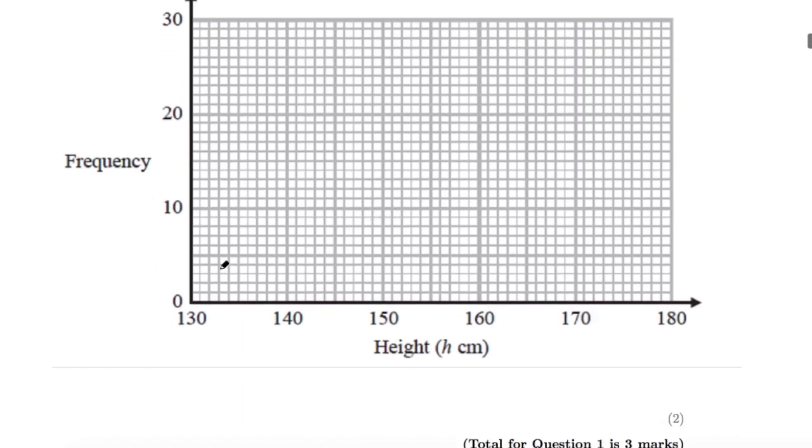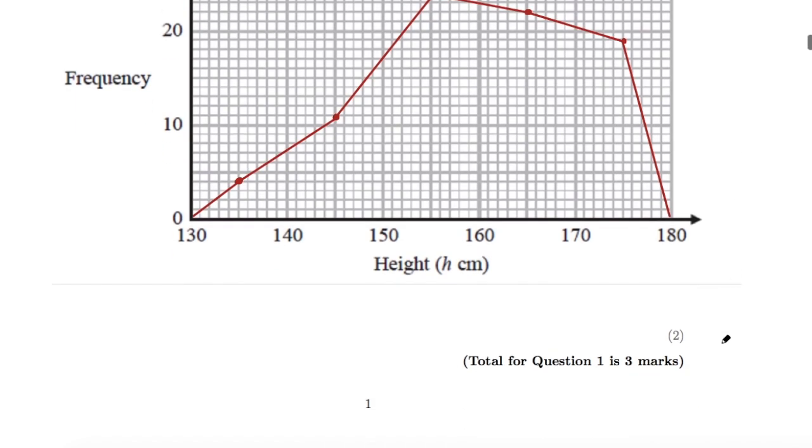So we've got 4 at 135, then we've got 11 at 145, then we've got 24 at 155, and then 22 at 165, and 19 at 175. And make sure to join the graph up to the axes. And there's your frequency polygon, and that's for 2 marks.